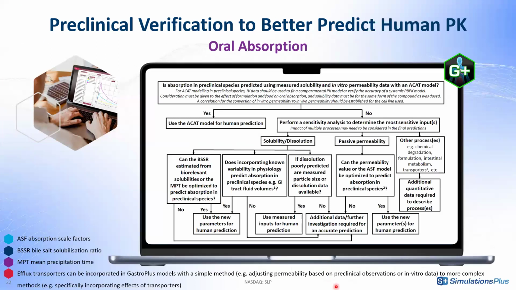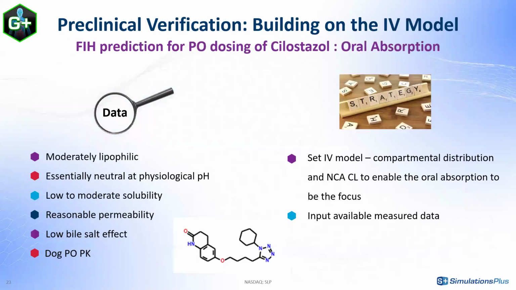So now that we have a baseline IV model, we can build on the oral absorption component. Some of the points in this flow diagram have already been considered in terms of considering the likely sensitive parameters, but now is the time to use the PSA run mode in the first-in-human simulator to really get a handle on some of these aspects. So for this example, we're going to return to cilostazol.